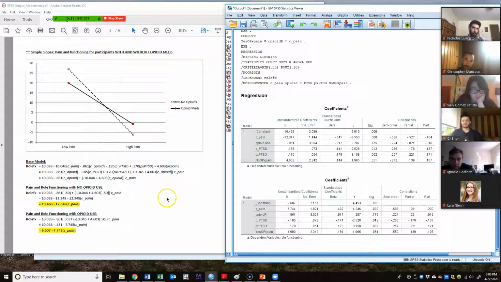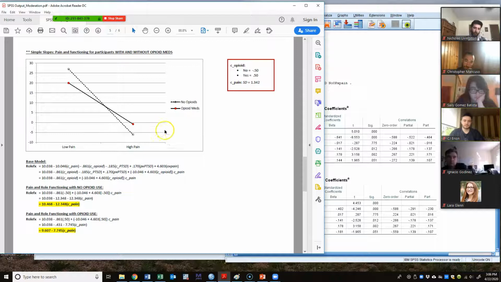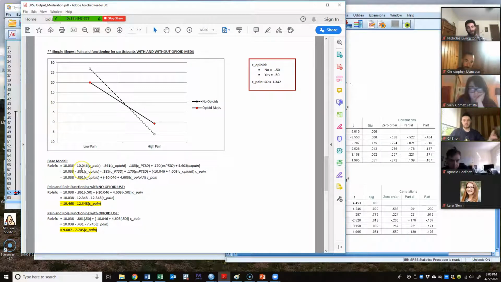And so what I would say here, based on this model, is that it looks like pain holds a unique association with functioning for both people who are using medications and who are not. But it looks like the effect of pain on functioning looks to be stronger, tighter. There's a stronger connection there for people who aren't using meds as opposed to people who are. Does this make sense?